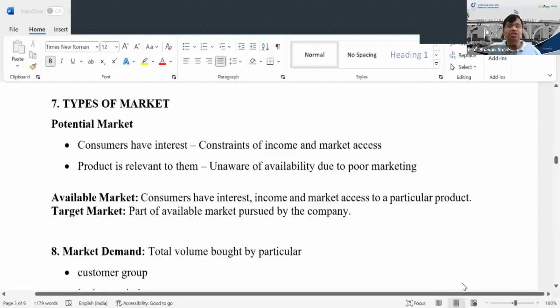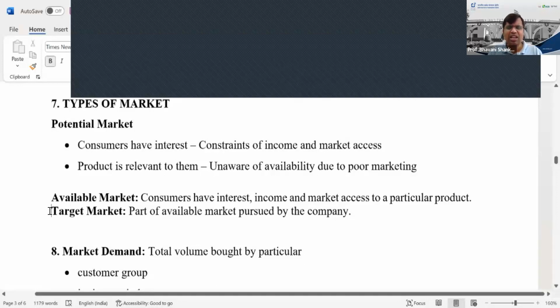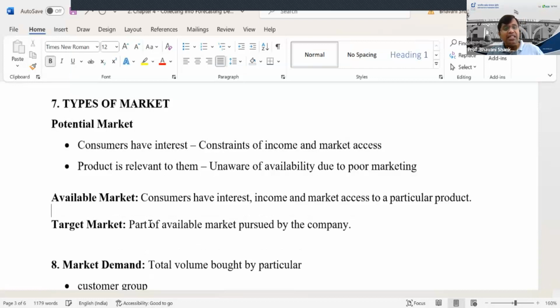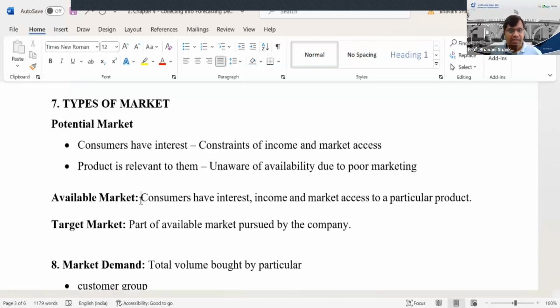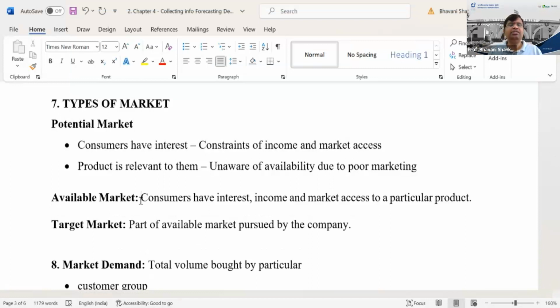So now let's come to understand the available market. Okay, there is a potential market, there is so much potential that exists, fine. But then what is the available market, that is, consumers having interest, income and market access to a particular product? That is, there are 10,000 consumers who can be the potential customers.